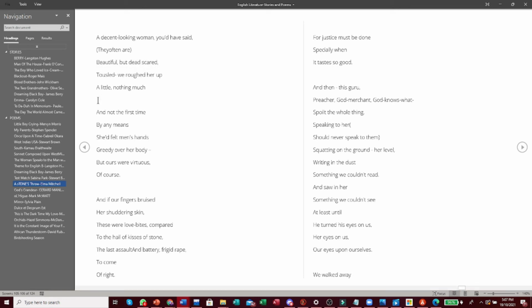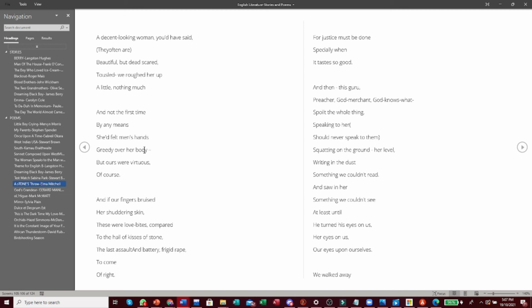So there's tension there. Tussle, they roughed her up a little, not thinking much of it. And not the first time by any means she felt men's hands. That is an allusion to adultery. Greedy over her body, but always were virtuous, of course. Obviously, hands cannot be greedy.